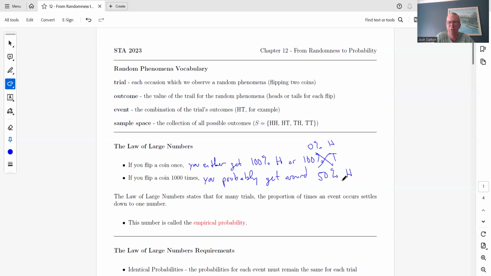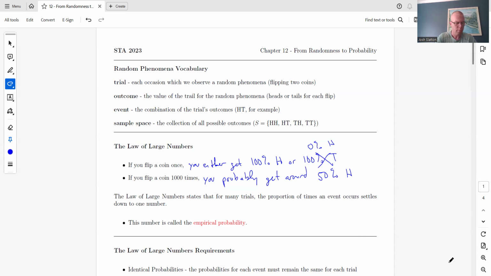And that's what the law of large numbers is saying. The law of large numbers states that for many trials, the proportion of times an event occurs settles to one number. As you flip the coin more and more times, the proportion of heads you've gotten over however many flips will come down to around 50%. Probably if you took that to infinity, it would be exactly 50%, but it's going to be around that. The more times you flip it, the closer it is to 50%. That's what the law of large numbers states, and that's called empirical probability.